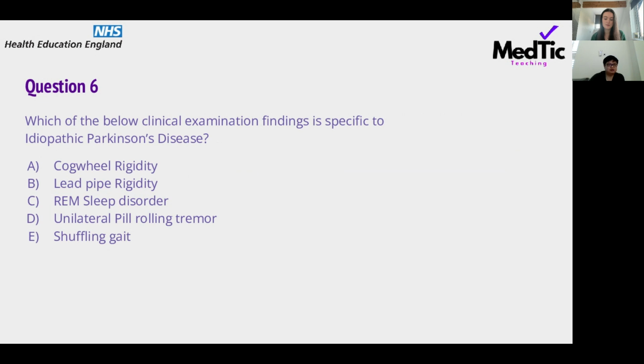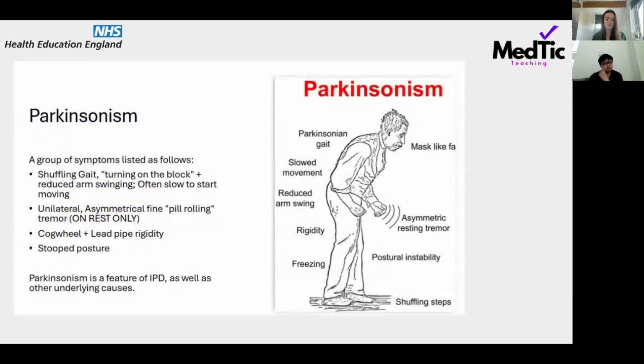But if we go to the answers, it's actually C, which is REM sleep disorder, which is specific to idiopathic Parkinson's disease. The next few slides will explain why that is the case, as Parkinson's is something that can either be rushed or go into so much depth in medical school that it gets really confusing either way. So what is Parkinson's? Well, we must first know what Parkinsonism is. Parkinsonism describes a group of symptoms listed as follows.